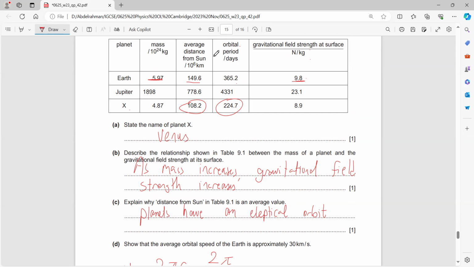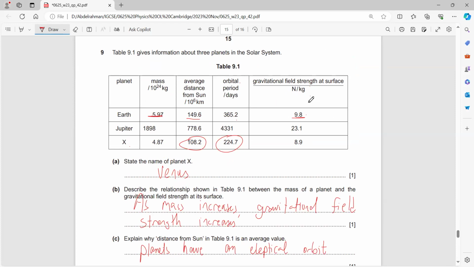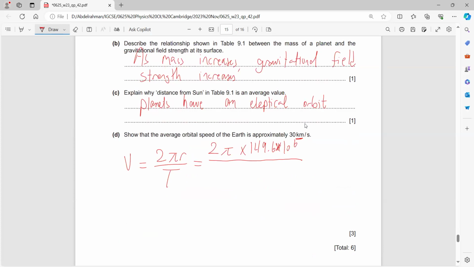Which is 149.6 times 10 to the power of 6 kilometers. I will leave it as kilometers because you said 30 kilometers per second. Divided by the period, which is 365.2, but this is in days. He wants it in seconds, right? Times 24 times 60 times 60.